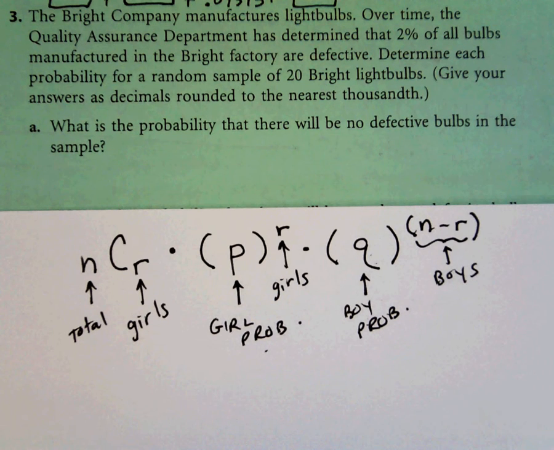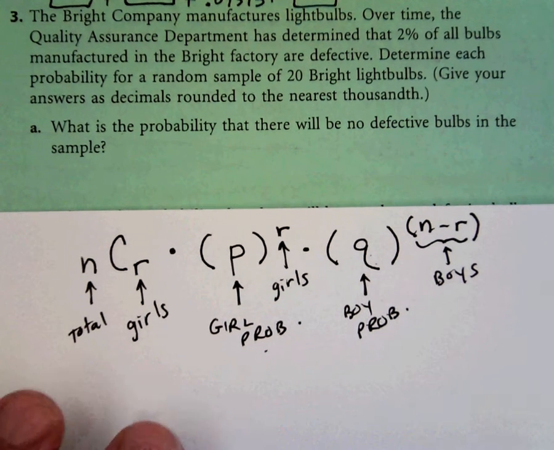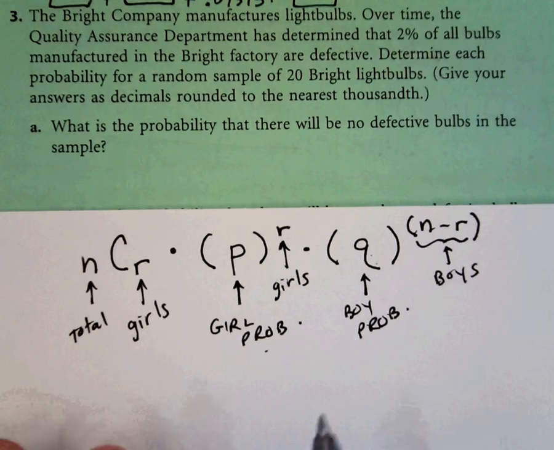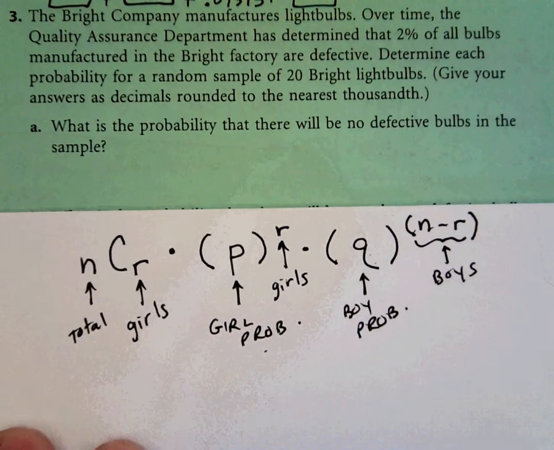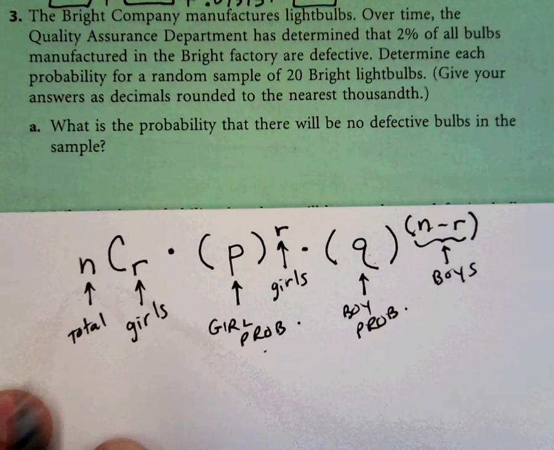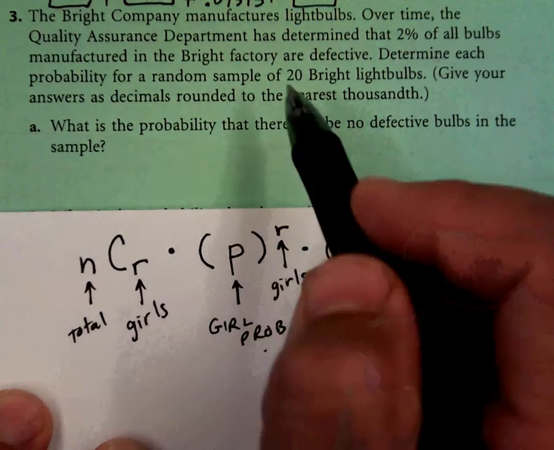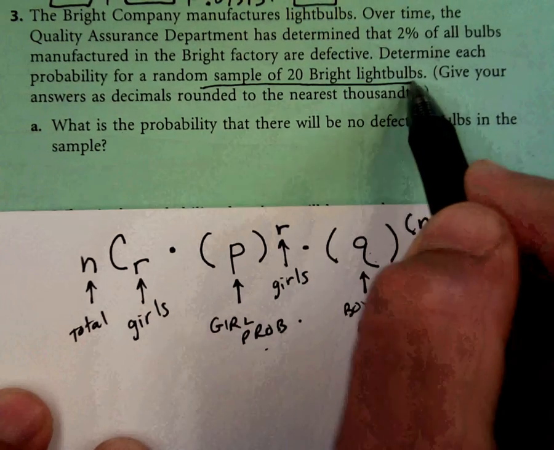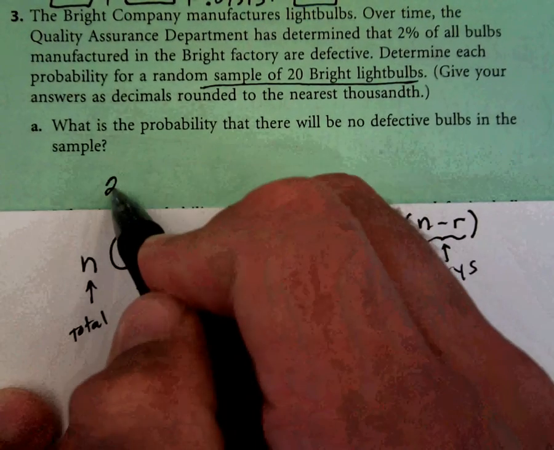Next, we have number 3 on the 10-7 worksheet, and they want us to find the probability that there will be no defective bulbs in the sample. In this problem, we have n being the total number of bulbs being produced, and the random sample here is 20, so n total is 20.